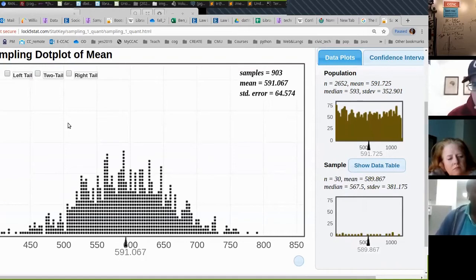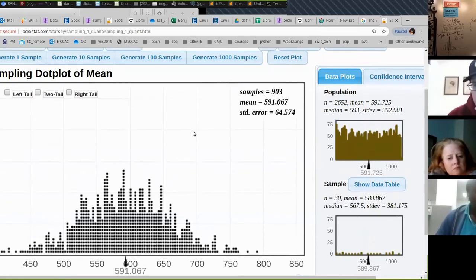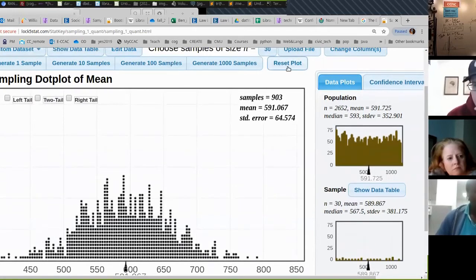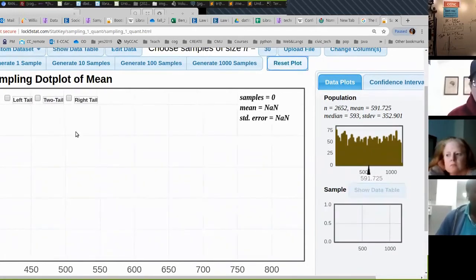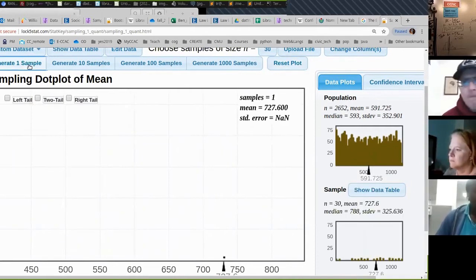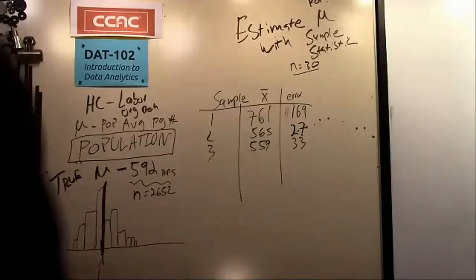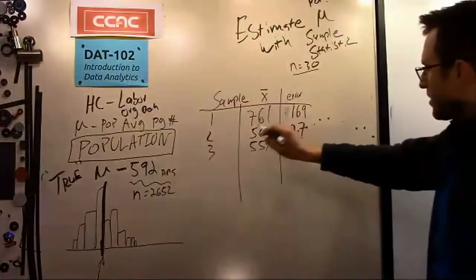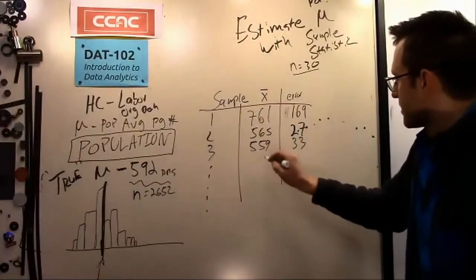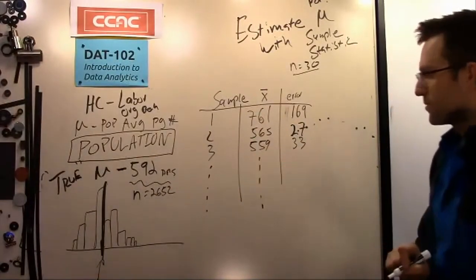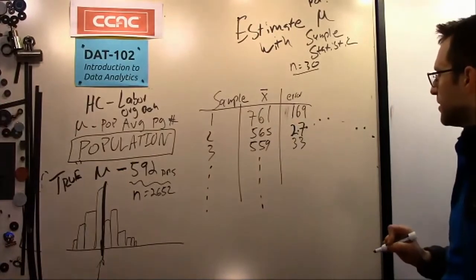So now what we, I'm going to actually reset this plot and say, well, if we do one sample again, we had our 727.6 was our point estimate. I'm going to stop my share and let's jump into this. So we could, in theory, keep doing this a whole bunch of times like we did. We did it 1,000 times.